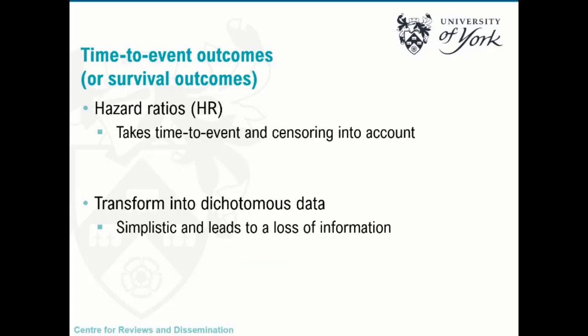There are two ways the effect estimates of time to event outcomes can be calculated. The first way is to calculate hazard ratios, which take the time to event and censoring into account. If you don't have sufficient data to calculate hazard ratios, you could transform time to event data to dichotomous data and then calculate effects accordingly. However, this analysis is simplistic and does lead to a loss of information.